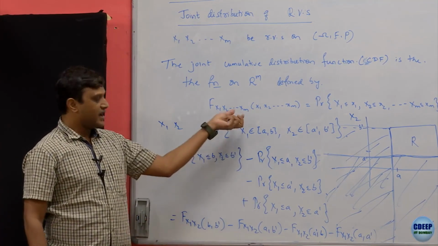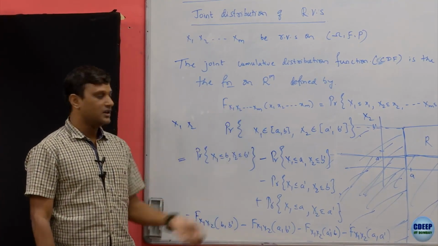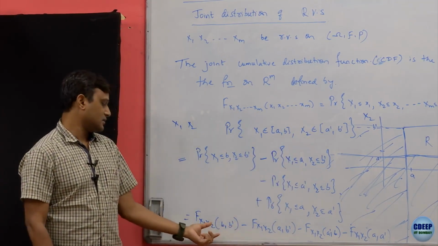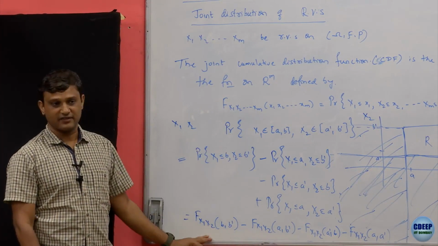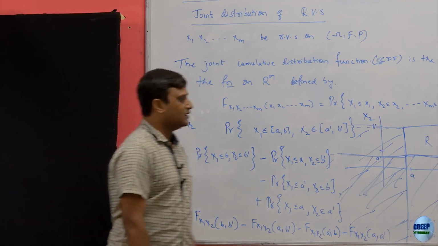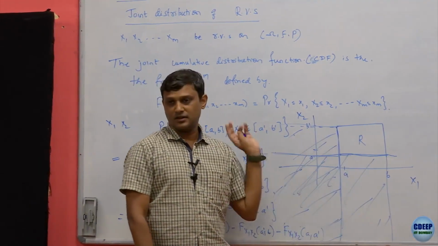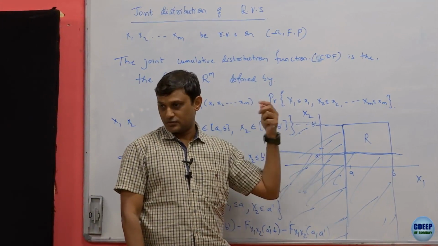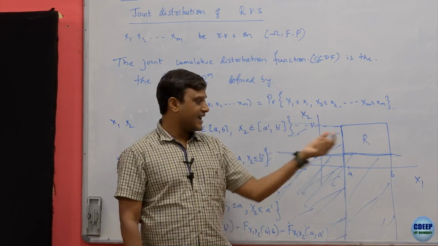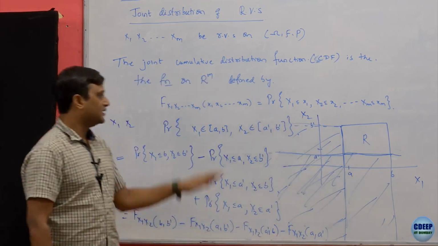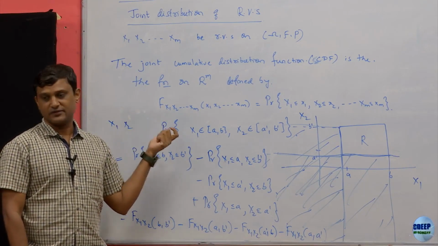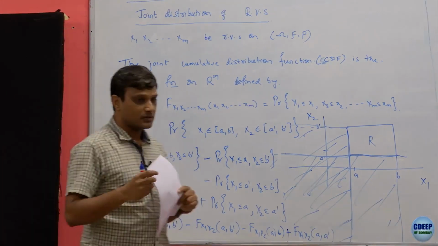So by defining my joint CDF like this, I will be able to write the joint events in terms of this joint CDF. Basically, if I want to see that the outcomes of the two experiments jointly lie in this interval, I can express it in terms of this joint CDF. That is what we are going to use joint CDFs for.